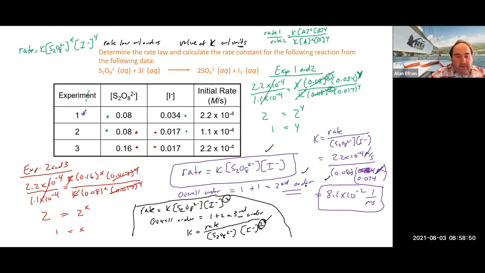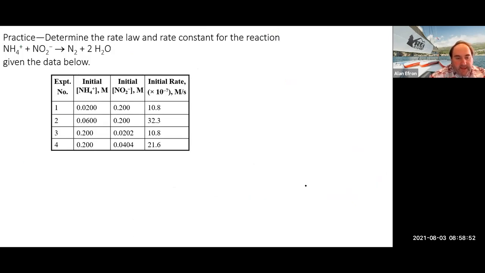Okay, so why don't we try one more just to make sure. From this information, let's find all those things: what the actual completed rate law is, what the orders are for everybody, and the value of the rate constant as well. Okay, let's take a look here and see.